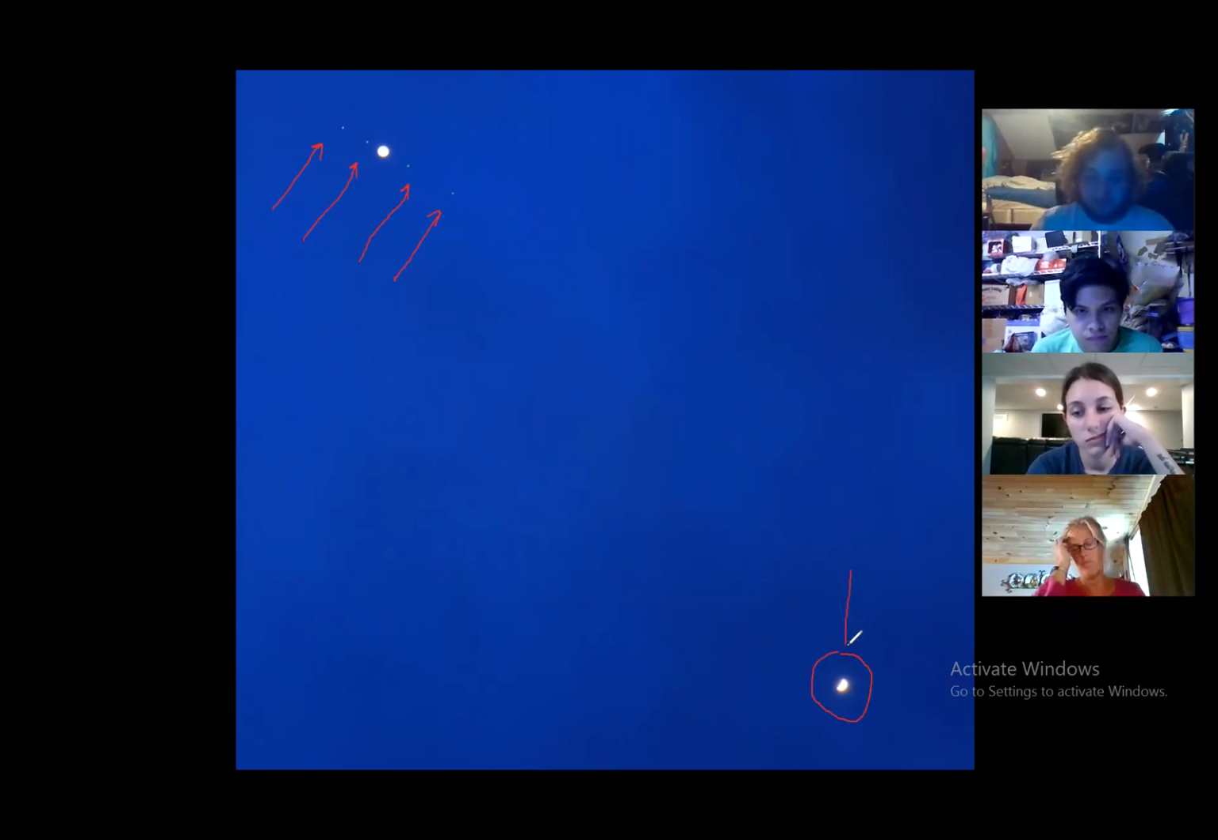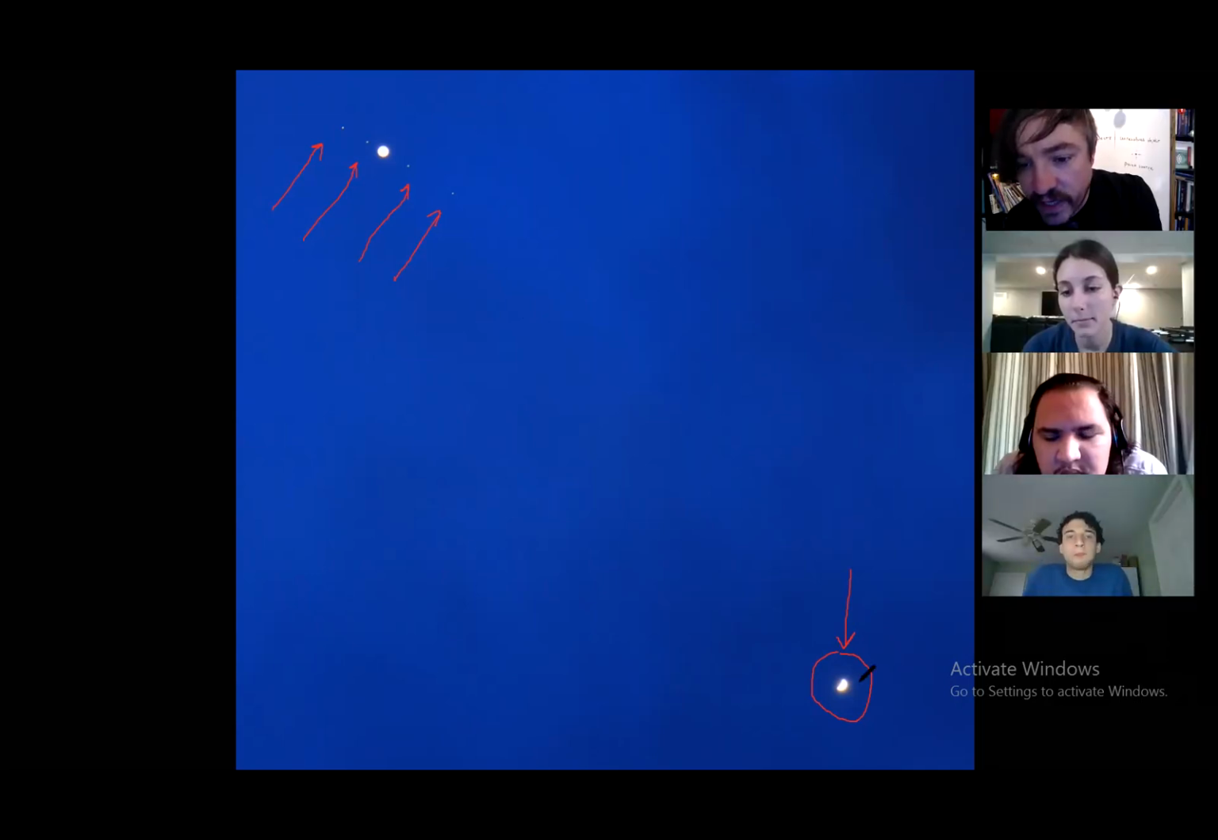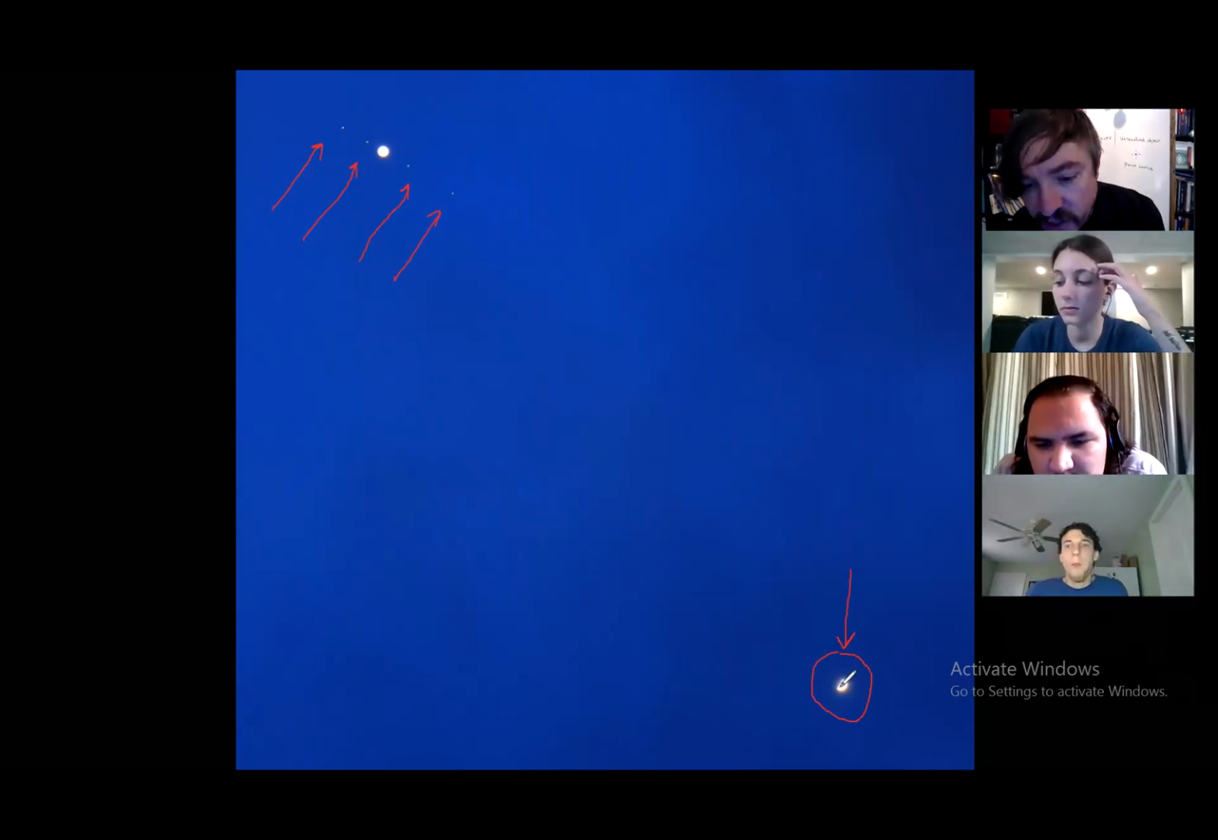Class, is Venus a resolved object in this picture? Yes or no? Tell me. Yes. Most of you are saying yes, and that's correct. Venus is a resolved object. And you know that because you can actually see the curvature of the shadow on the gibbous phase. If it was unresolved, you wouldn't be able to make out any interesting features at all.